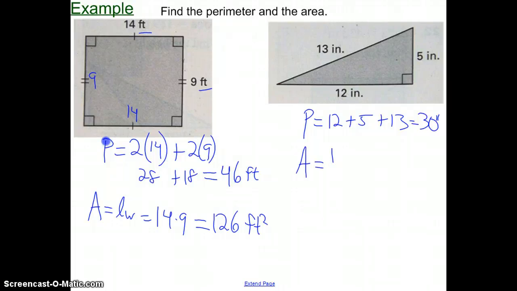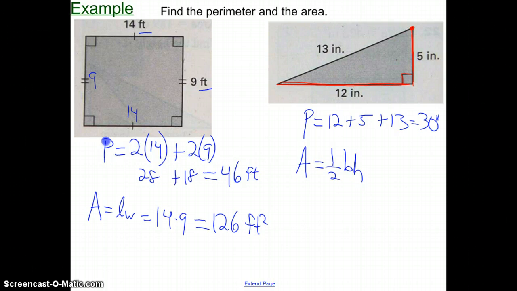The area of a triangle is 1/2 times the base times the height. And remember, the base and height have to be perpendicular to each other. So I'm going to use this side 12 as a base. To be perpendicular to that from a vertex, it's got to be this side 5. It's already perpendicular. So the 12 and the 5.